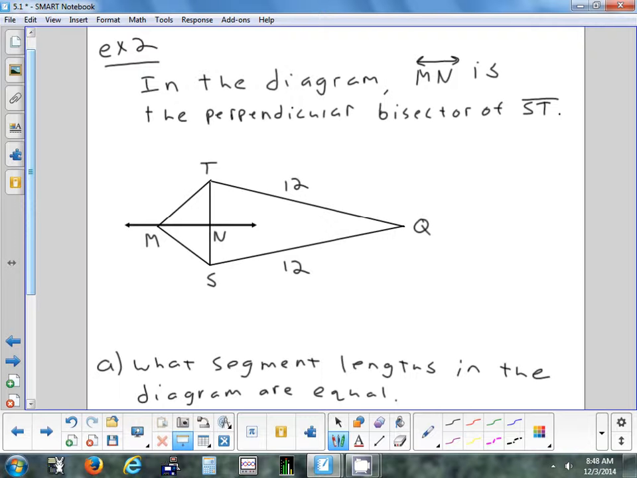Okay, there's a few pairs here. Anybody see one pair of segments that would be equal? Even if you didn't know the theorem, you could actually do this part right away. Which segments there are clearly the same measure? Luke? Line TQ and line SQ. Yeah, segments TQ and SQ, they're both marked 12. So they're obviously equal.